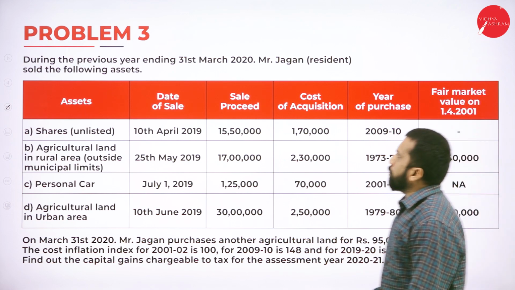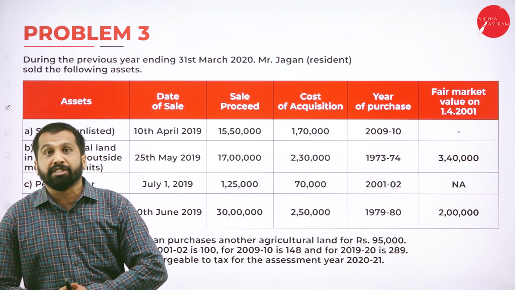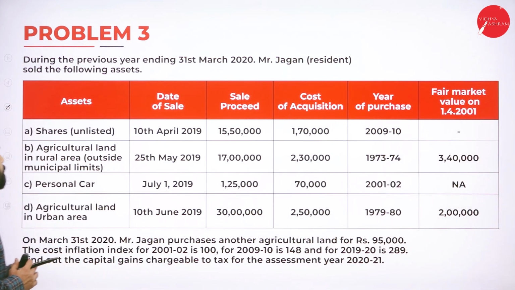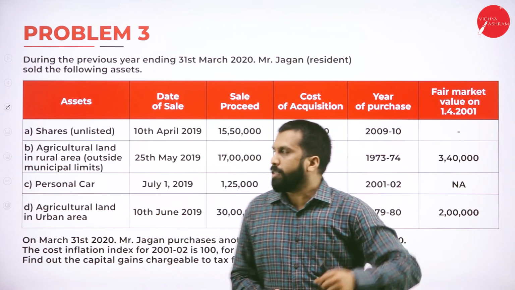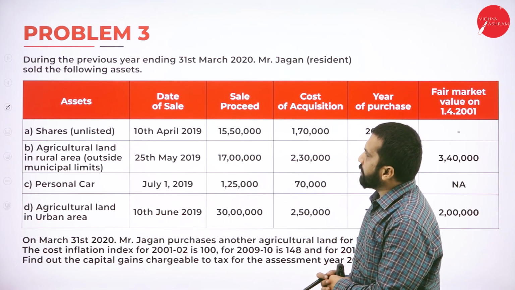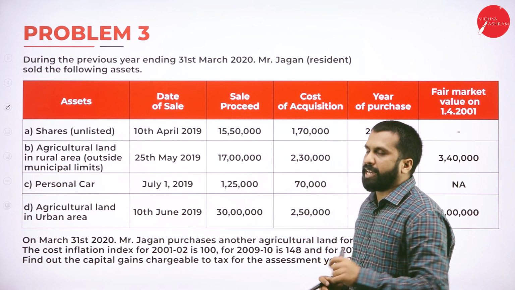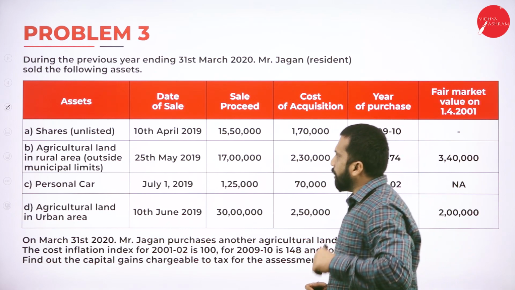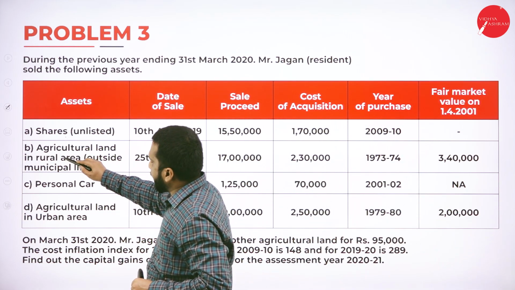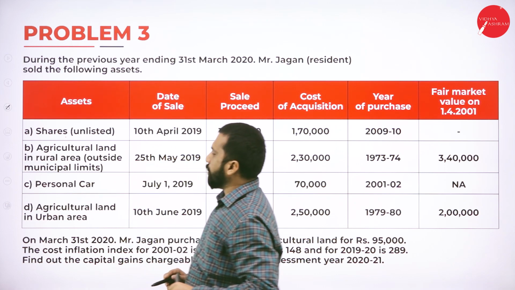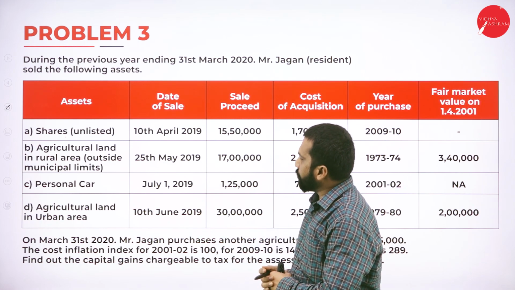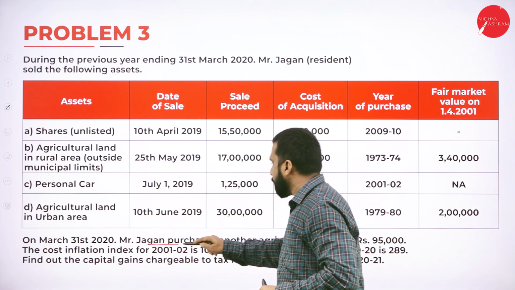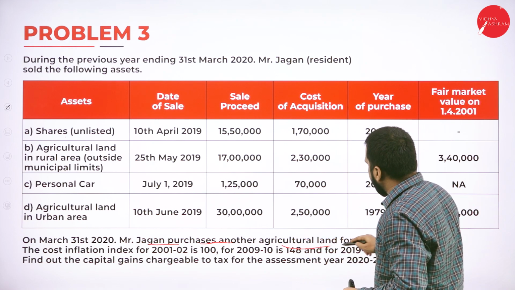So we'll go for problem number 3 and the last problem of this session. During the previous year ending 31st March 2020, Mr. Jagan, a resident, sold the following assets. This is the information clearly given in the boxes. There is a first, second, third, fourth. Total we have 4 things. Now, on March 31st, 2020, Mr. Jagan purchases another agricultural land.